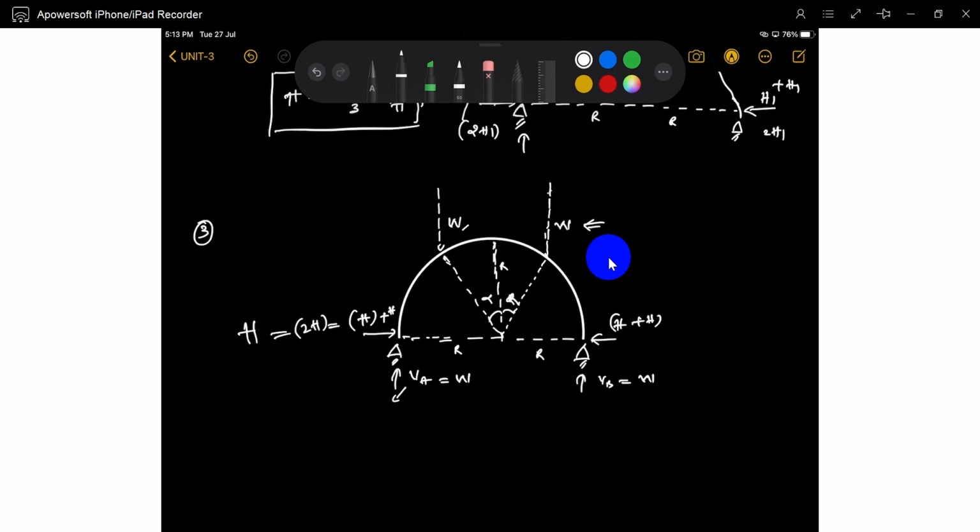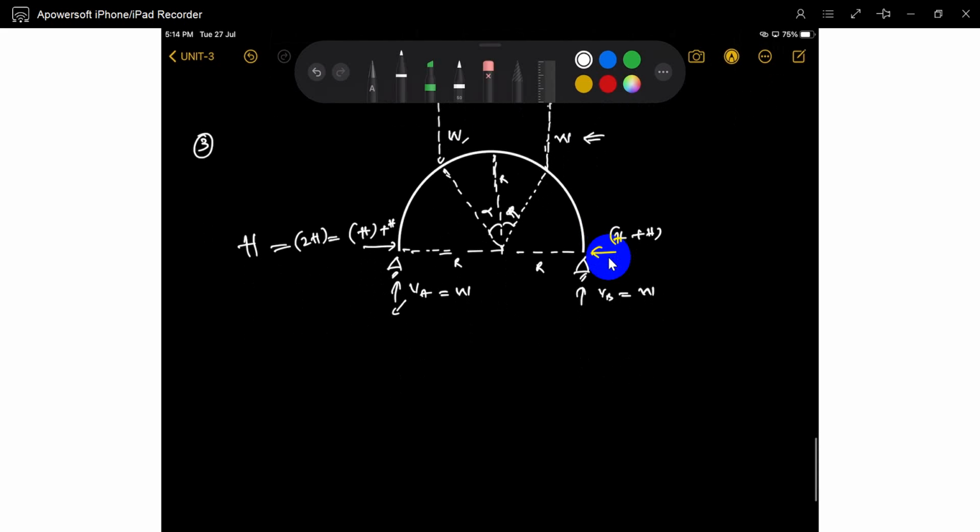What I get for H, I will divide by 2. It is the effect of one loading. So I will do the calculations like this. Understood? That is my observation. So now we will see the thing.